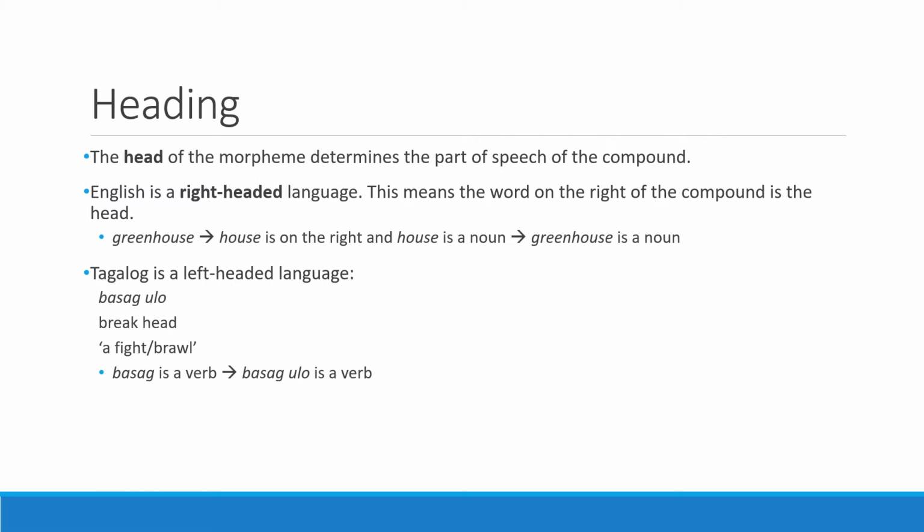In Tagalog, they actually have a left-headed language. So basag is a verb, and when you add the ulo, it's still a verb. It doesn't take on the part of speech of ulo. It takes on the part of speech of basag.